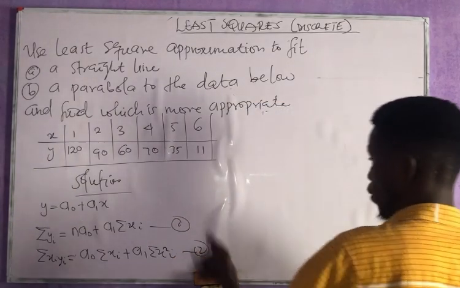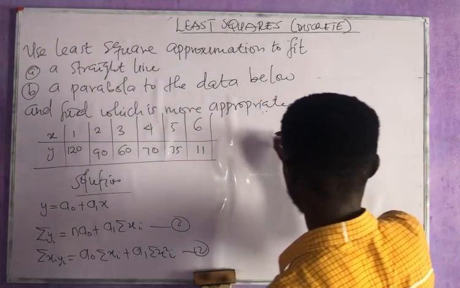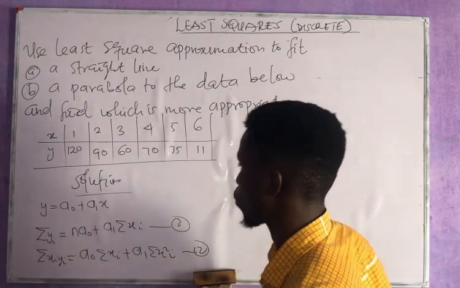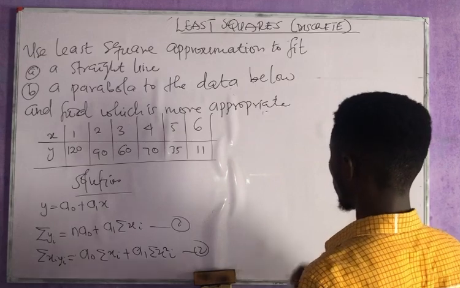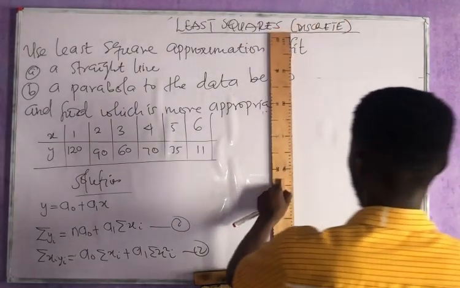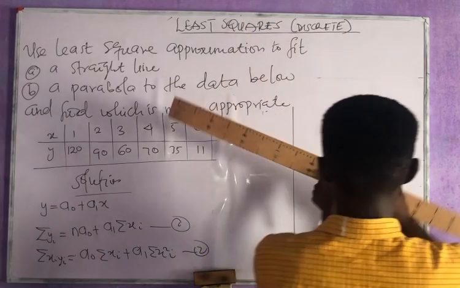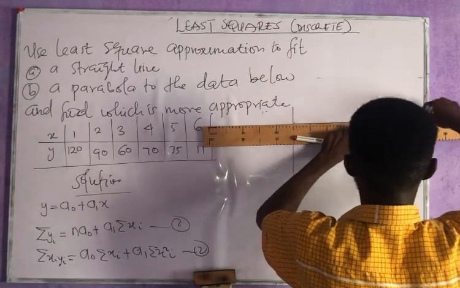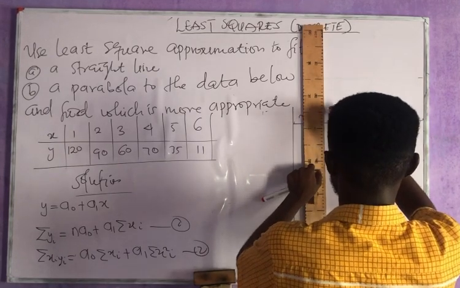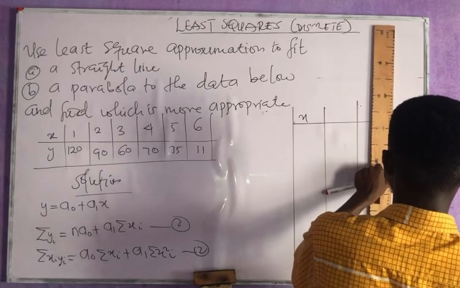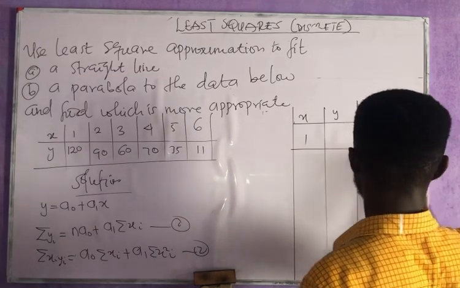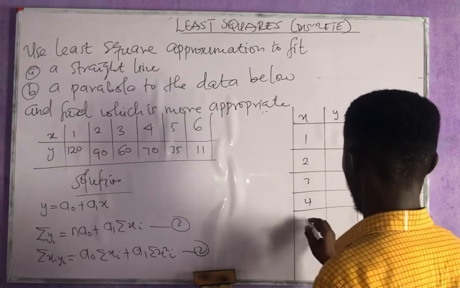Now after getting this, the next point you are going to look at is searching for summation of x, summation of x squared, summation of xy, and summation of y. So you simply draw a table for this. So I have my rule here. Let me draw my table. This side is x, then we have y, x squared, then xy. Our x was 1, 2, 3, 4, 5, 6.